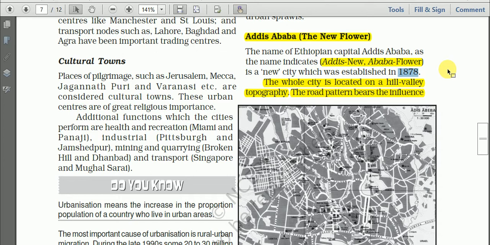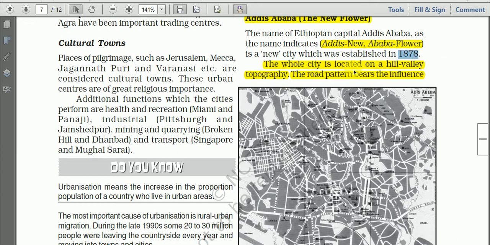Now let us see the morphology, or the important features, of this city, Addis Ababa. The first feature: the whole city is located on a hill valley topography. In some areas it is occupied by hills, and in others we find valleys. That is hill valley topography.